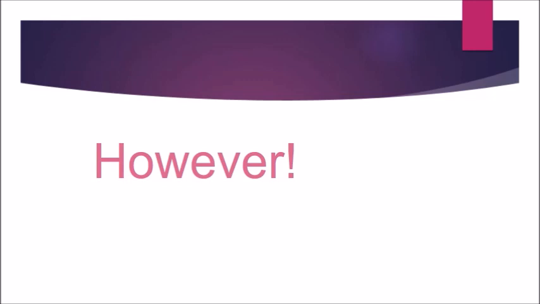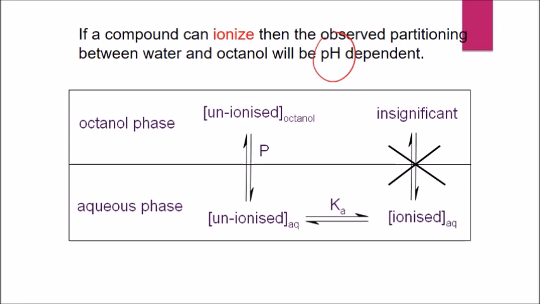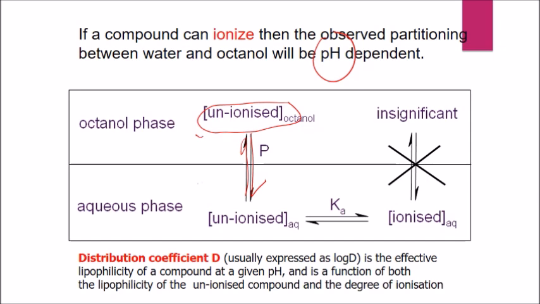However, if a compound can ionize, then the observed partitioning between the water and octanol will be pH dependent. For example, when you have the unionized form, they can easily distribute between the octanol phase and aqueous phase. However, if the compound is ionizable, it will go through the ionization process and become ionized in aqueous. Since they are ionized in aqueous, they cannot move back to the octanol phase, so it's very hard to achieve an equilibrium between the octanol and the aqueous phase for the unionized form. However, you are able to calculate the distribution between octanol and aqueous of only the unionized form after the process of ionization achieves equilibrium.